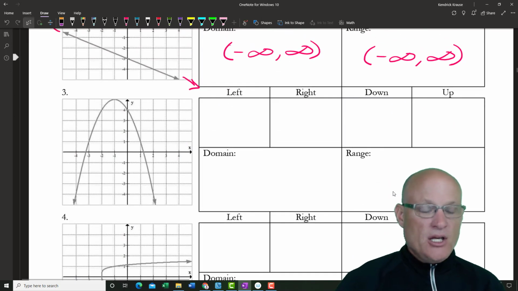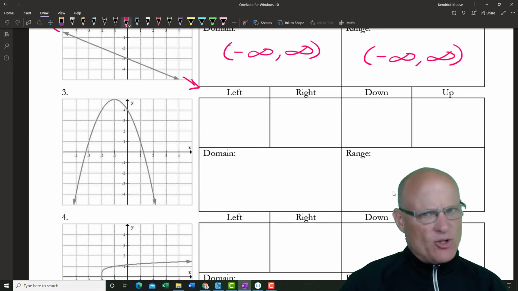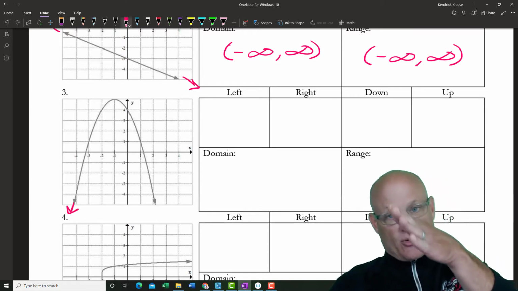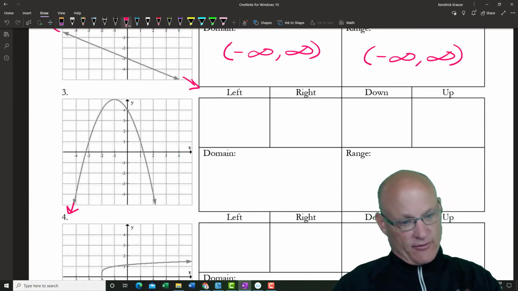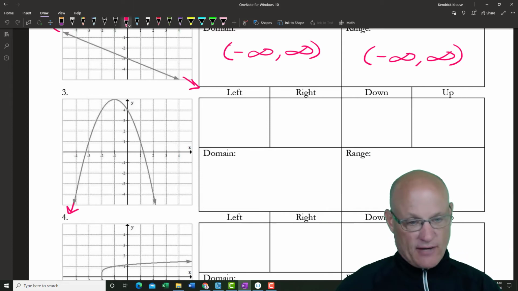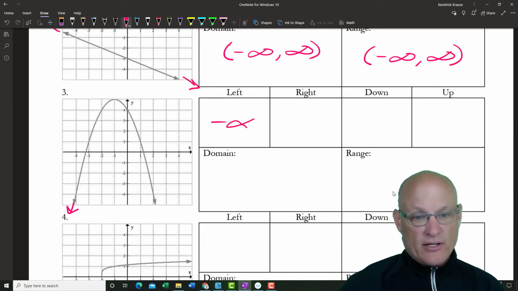All right. Again, remember what I told you. Most of the time, domain is negative infinity to positive infinity. Now, I know this is going down, but you have to imagine it's going slowly off to the left forever and ever and ever, and slowly off to the right forever and ever and ever. So the left, it's going negative infinity, and the right's positive infinity.